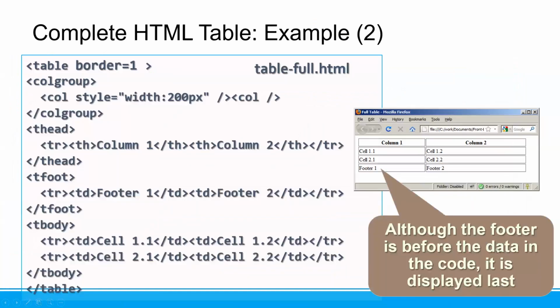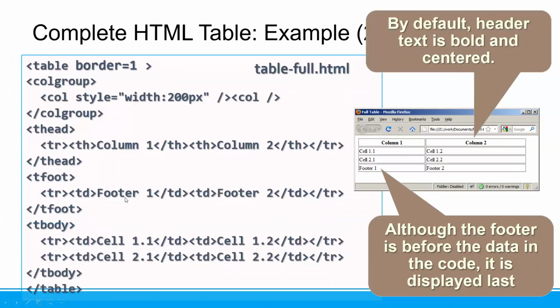Although the footer is before the data in the code, it is displayed last. Here you define the foot before the body, but the result will be at the end of the table. And by default, header text is bold and center. So we cannot change it ourselves. It is already determined by the table that for the header, the text will be bold and center.